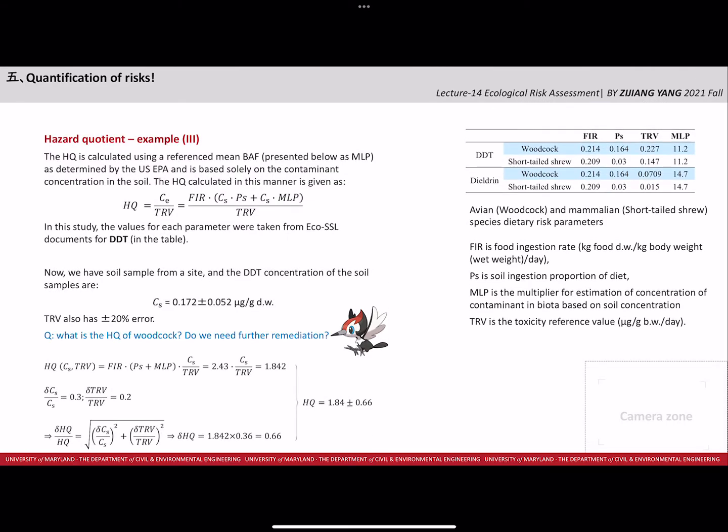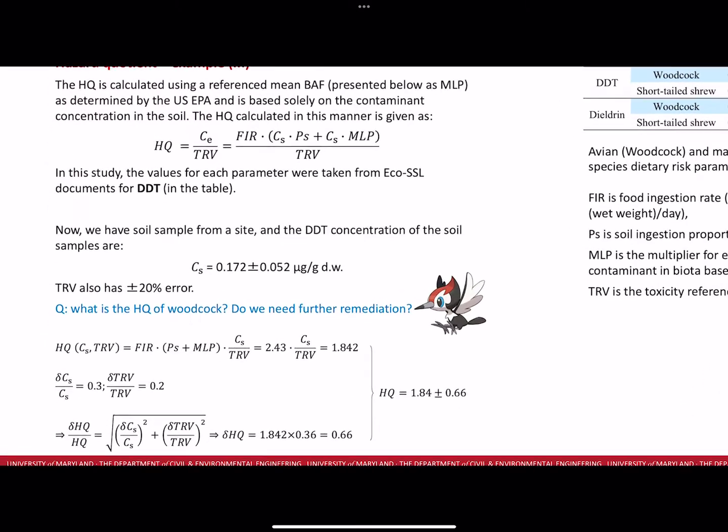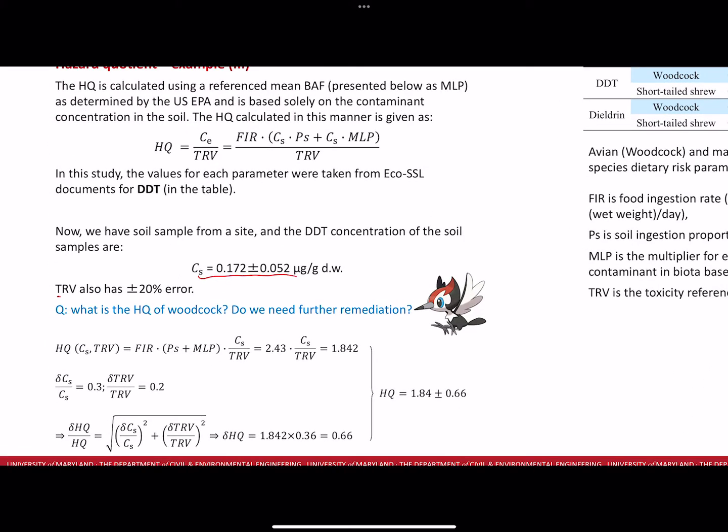And again, as we did in lab 5, the soil has uncertainty, and the toxicity reference value also has some uncertainties, because even for the same species, different individuals may have different sensitivities to the chemicals. So again, in this case, we can separate our variables. This is x divided by y, and then we can plug in the CS and TRV into this equation, calculate the relative error of the soil concentration and the toxicity reference value, and then the relative error of the HQ can be calculated using this triangle equation, and finally we can solve it.